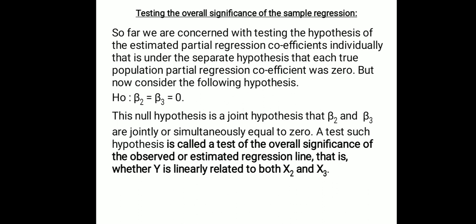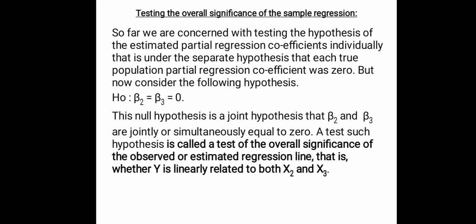So what does it mean? So far we have discussed the t-test, which was used for testing between two variables. If two independent variables are simultaneously influencing the dependent factor, then the t-test cannot be applied. In such cases, we use the overall significance of the sample regression.